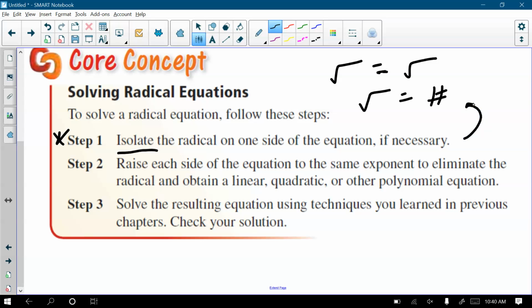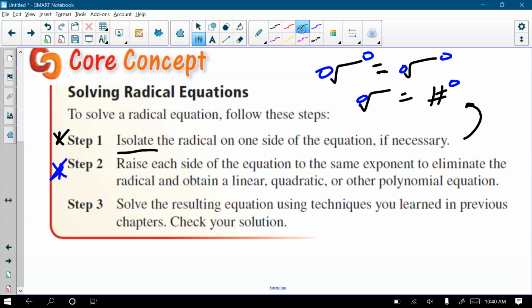And then to get rid of the radical, because your job here is always going to be to solve for x, whatever this number is, put it up here as well, and that will get rid of the radical. Again, that will make sense when we actually do a problem like that, but that's what step 2 means. So raise each side of the equation to the same exponent.